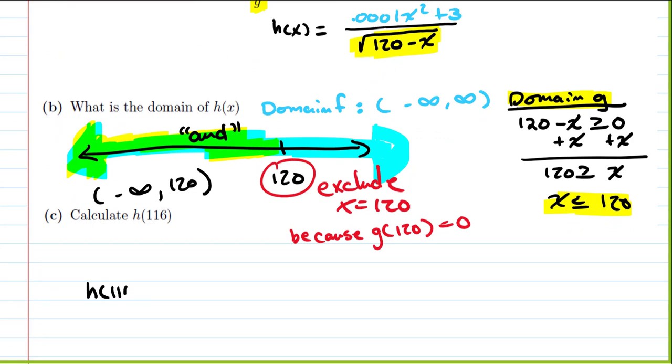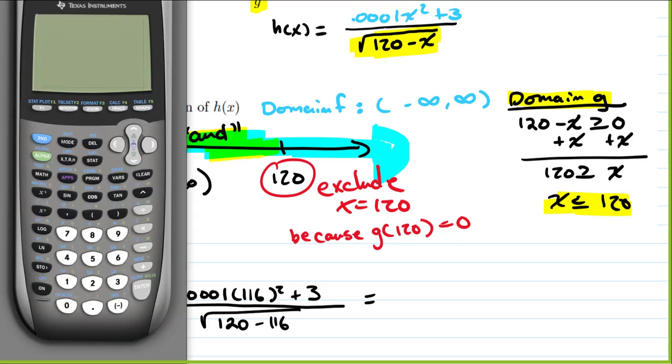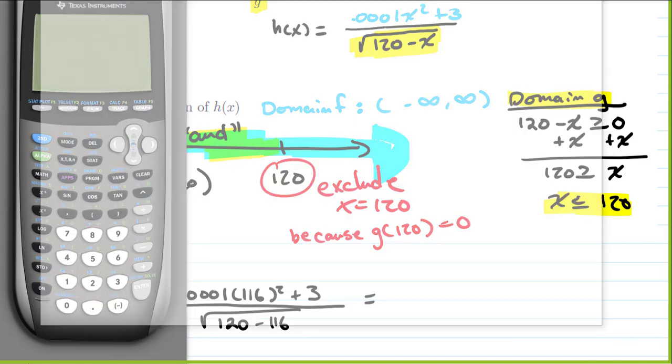Well, we're just going to put 116 into our function. So that is 0.0001 times 116 squared plus 3 over the square root of 120 minus 116. And that's really just calculator food at this point. So let's put those values into our calculator and see what we get.